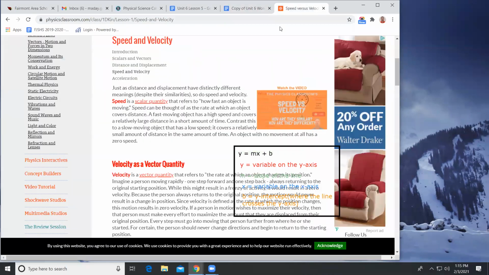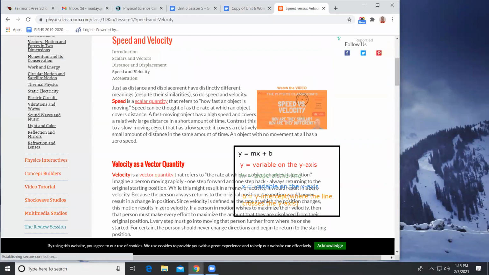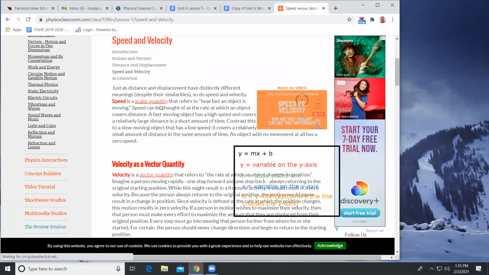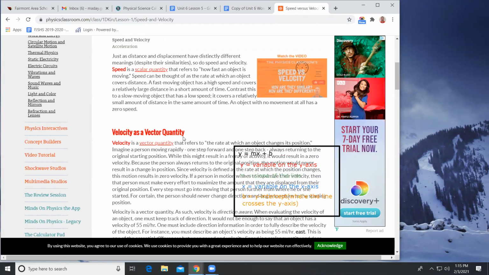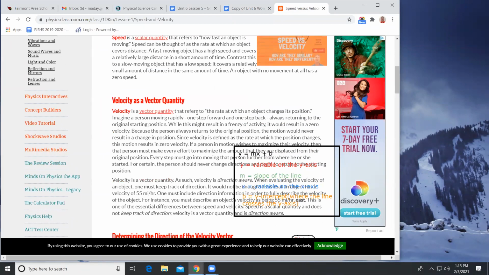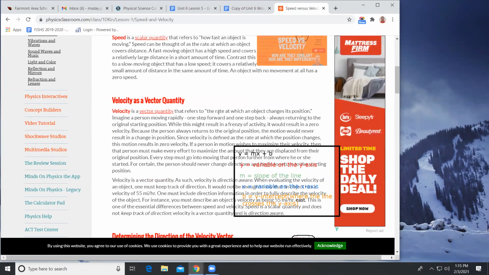So if we look at the Physics Classroom that we're going to be using again throughout the year, speed always refers to basically how fast an object is moving. A lot of times you think how fast a car is moving, or how quickly you're running. Whereas velocity, we call this a vector. So basically you're looking at the rate at which an object changes its position. So you're going to compare where you start versus where you finish.